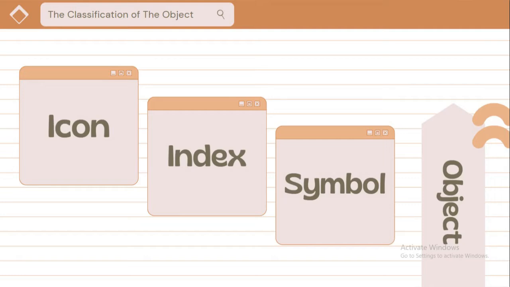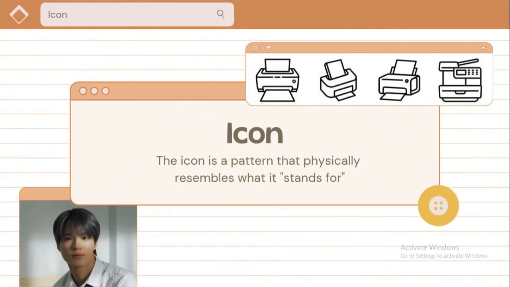So according to Peirce, the object itself can be classified into the icon, index, and symbol. The first one is icon. So, an icon is a visual representation of language or an image. It is one that has a similarity and can be identified by the user. Or it can be said that an icon is a pattern that physically resembles what it stands for. So it can be concluded that an icon is meant as a direct imitation of the object or concept.